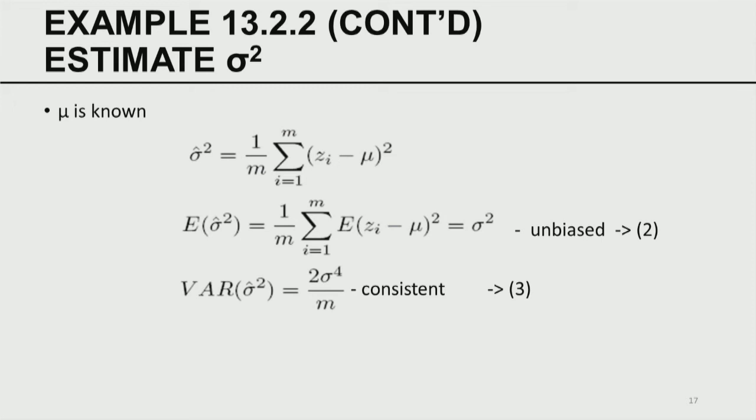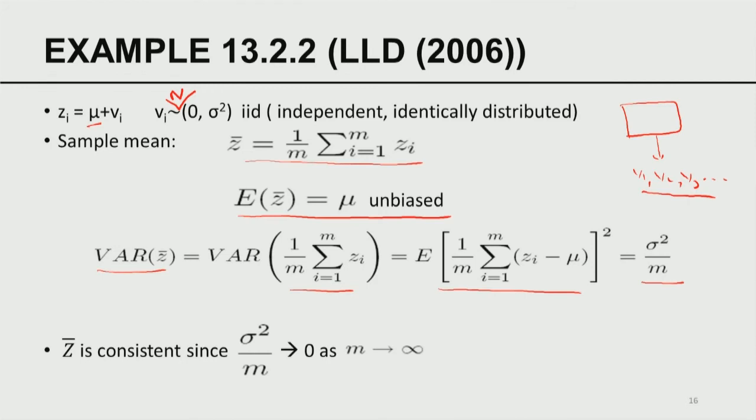Example 3.22 continued. In the previous exercise, we assumed mu to be unknown, so we estimated mu. Now I am going to consider the other part of the story. Let us pretend mu is known and I don't know sigma square. So let's go back to the problem. Here, zi is equal to mu plus vi. Mu is the unknown constant. Vi is the noise with zero mean, and sigma square is the variance.